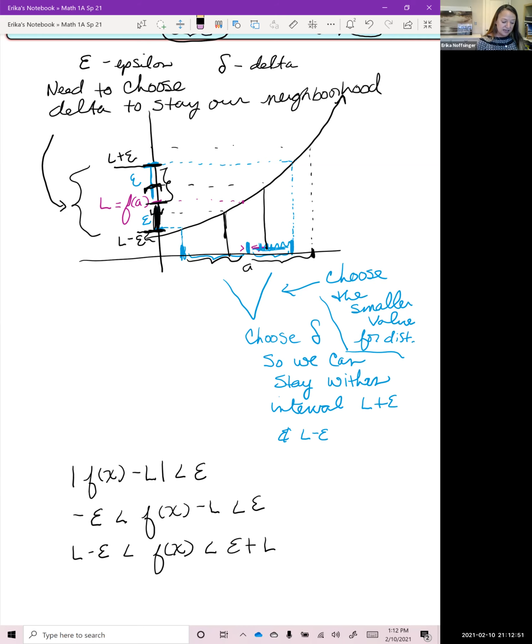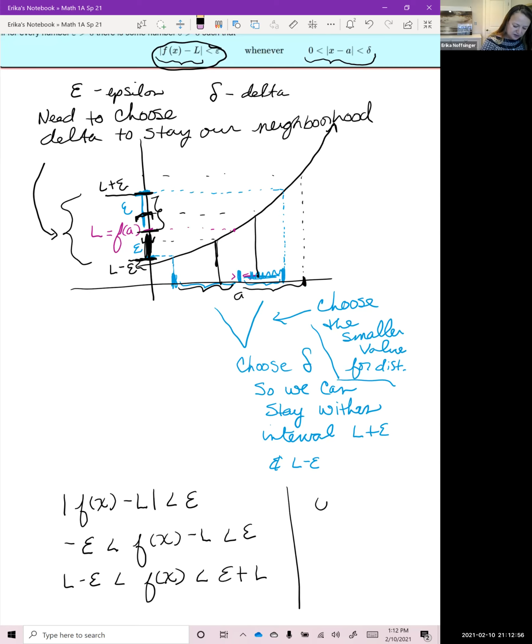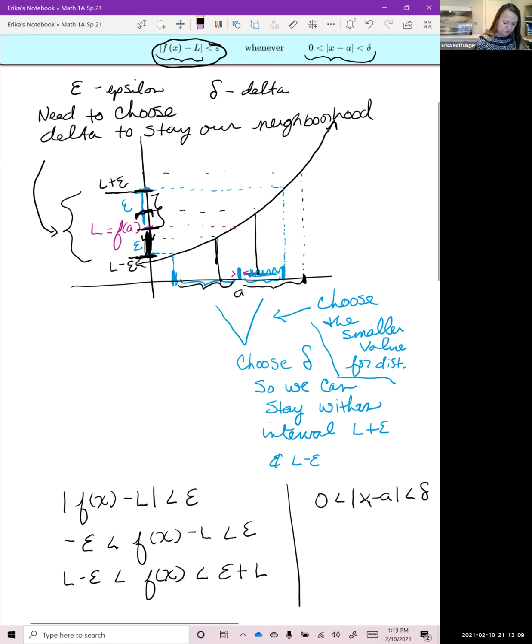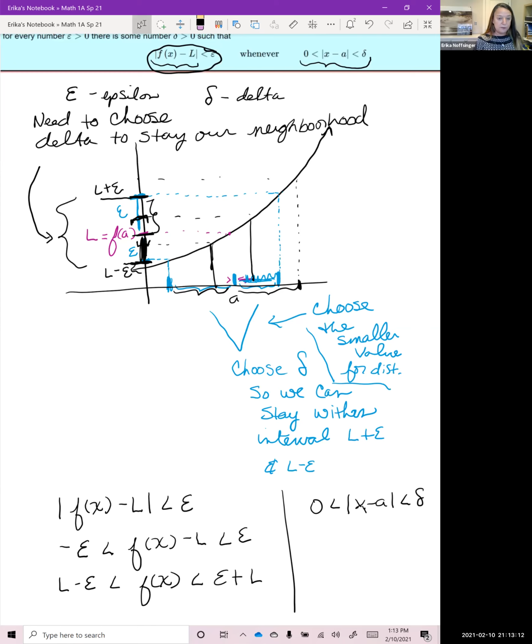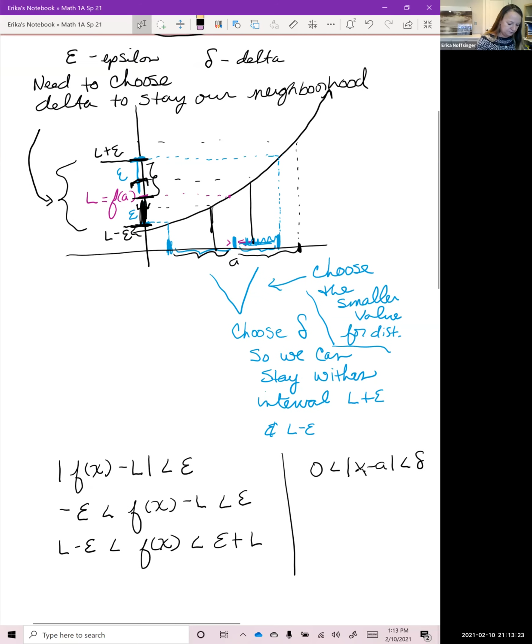Same sort of idea on the definition when you have this. So we have 0 is less than the absolute value of x minus a, which is less than delta. So this is just the distance again. So these aren't too bad when we have a linear function, and we're kind of working backwards when we're trying to prove that a limit exists. So let's look at the following.